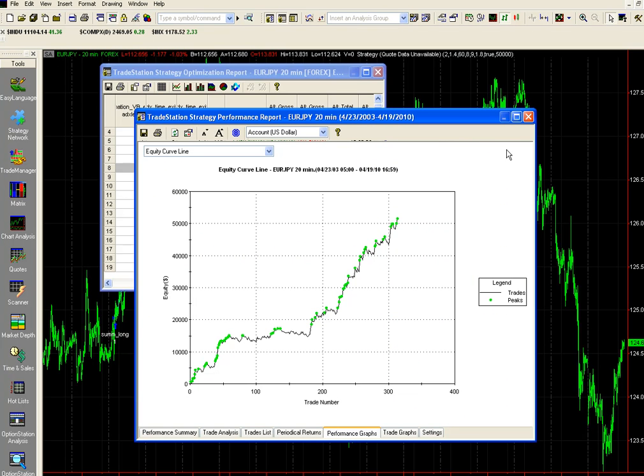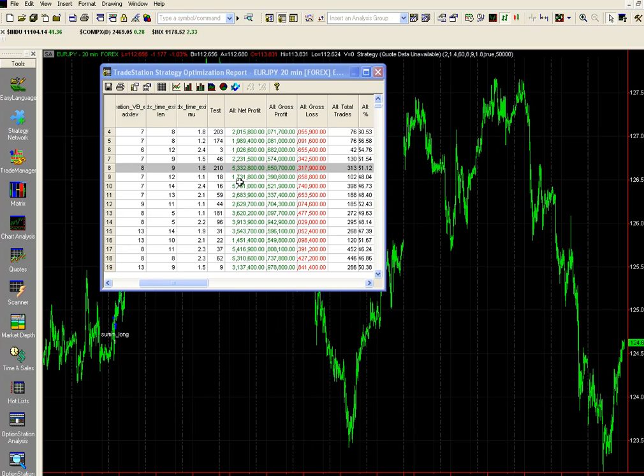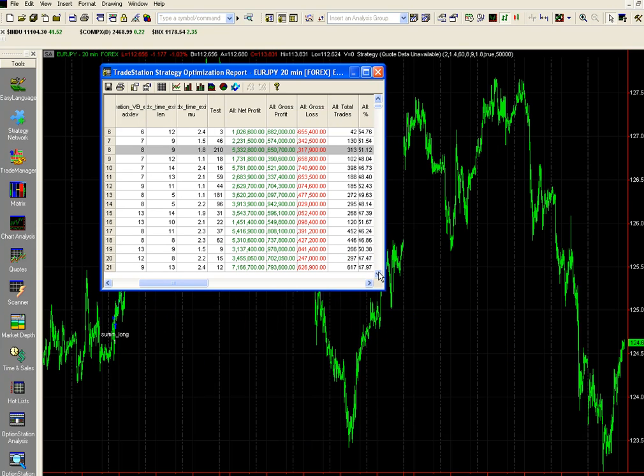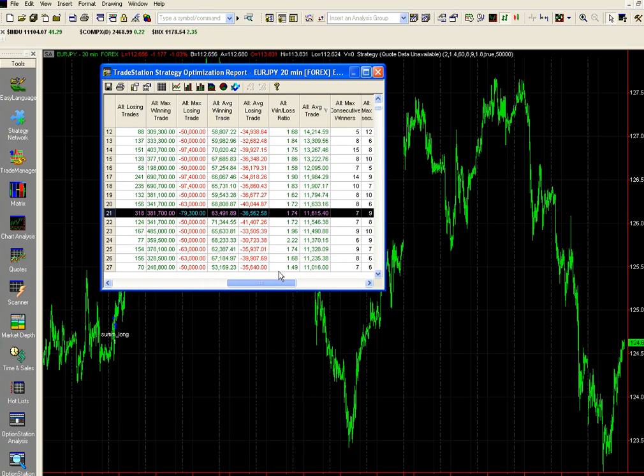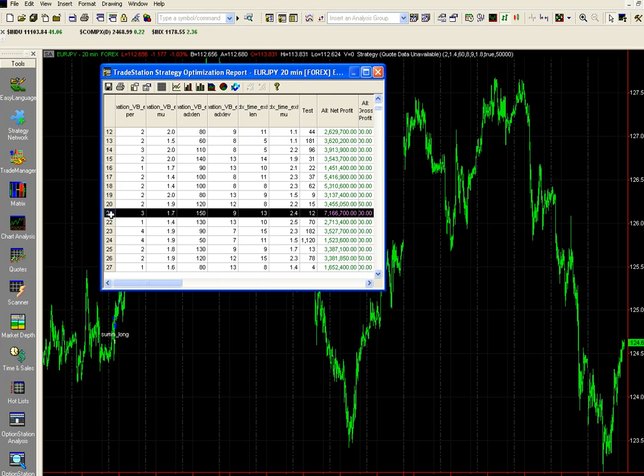We can pull up a different chart by going back to the optimization report and seeing if we can't find, I think there was one that had, oh, here's one with $71,000. Let's see what the average trade net profit is. Okay, the average trade is $116 here. So let's take a look at this one. I'm going to double click this and take a look at this chart. I'll be right back when it loads.